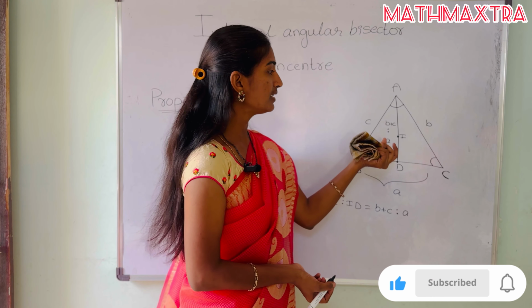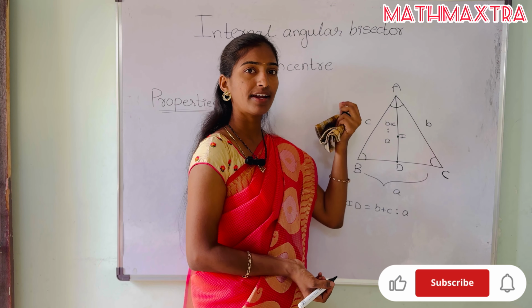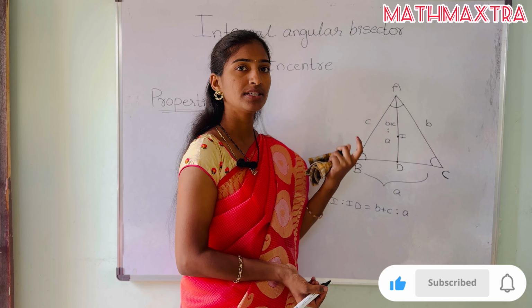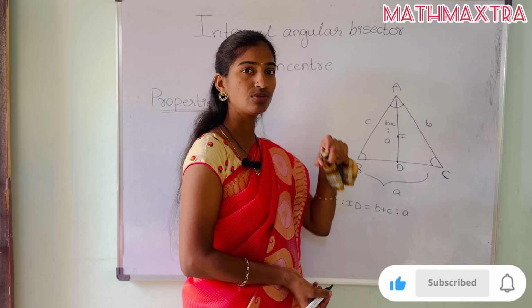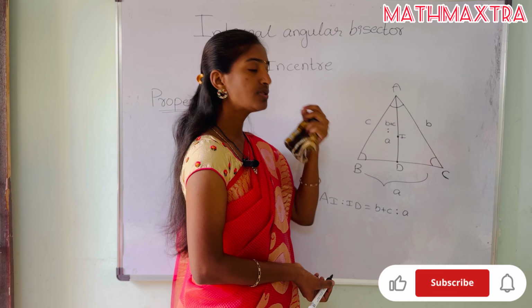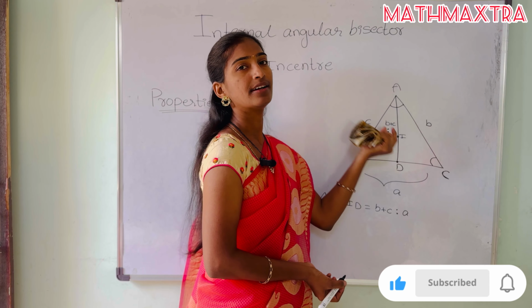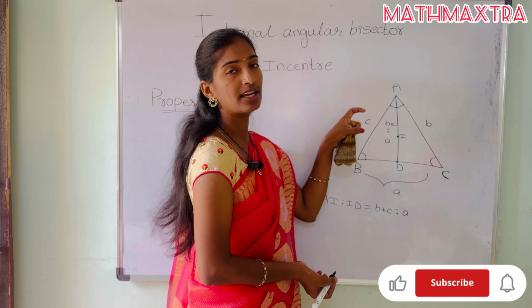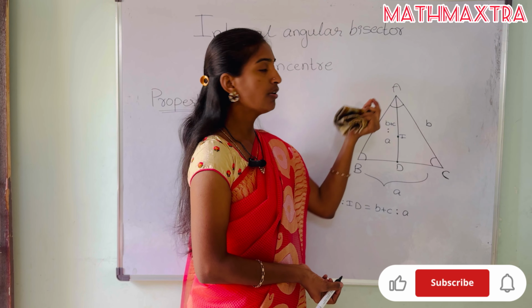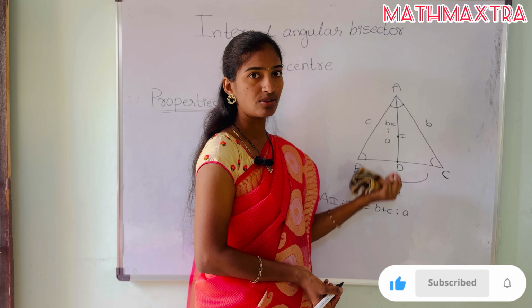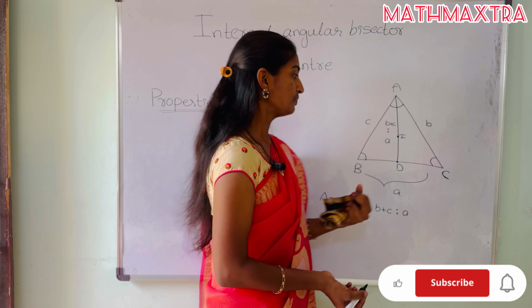It is similar to the centroid. What happens? The centroid divides the median in the ratio of 2:1 from the vertex, right? So similarly, this incenter divides this internal angular bisector in the ratio of the sum of the two sides and the other side, from the vertex. Okay, from the vertex.